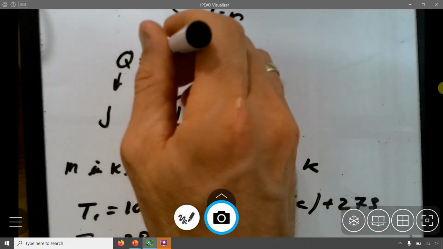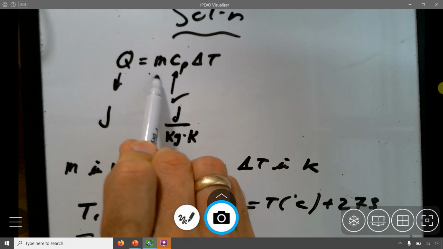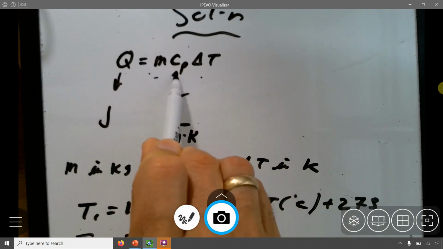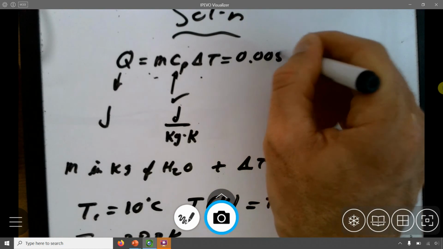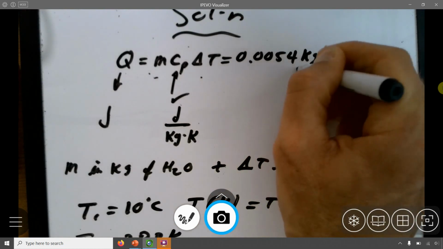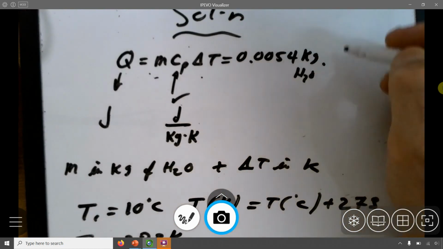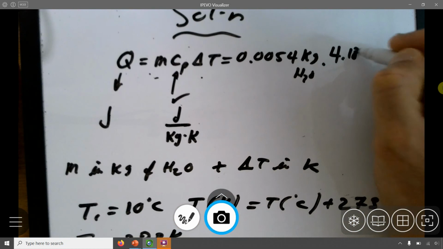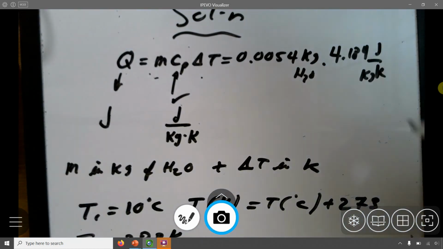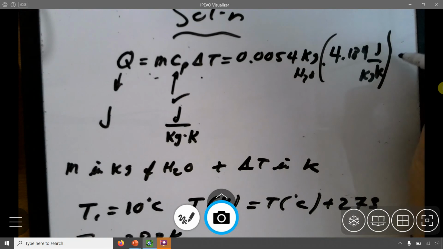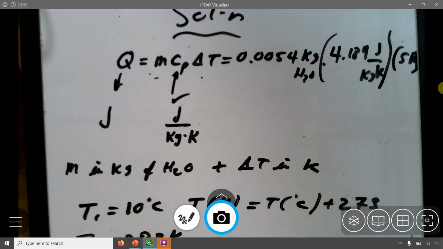Let's go back up to this equation. I have the mass as 0.0054 kilograms. I have delta T is 5, and I have the CP. So I'm ready to calculate this. This is 0.0054 kilograms of water times 4.184 joules per kilogram Kelvin times 5 Kelvin.